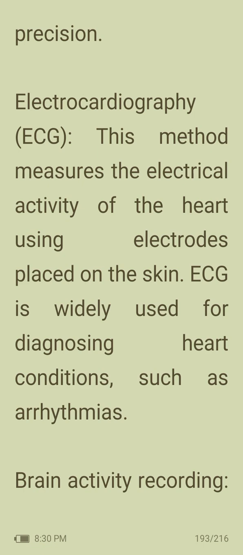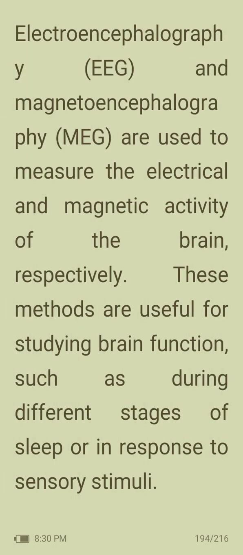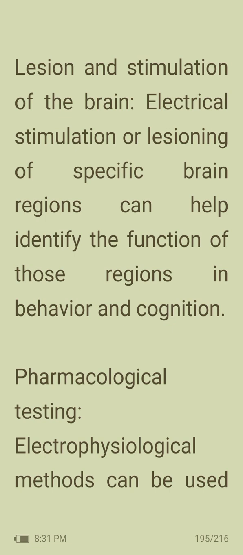Then electrocardiography, ECG. This method measures the electrical activity of the heart using electrodes placed on the skin. ECG is widely used for diagnosing heart conditions such as arrhythmias. Brain activity recording: electroencephalography and magnetoencephalography are used to measure the electrical and magnetic activity of the brain, respectively. These methods are useful for studying brain function, such as during different stages of sleep or in response to sensory stimuli.